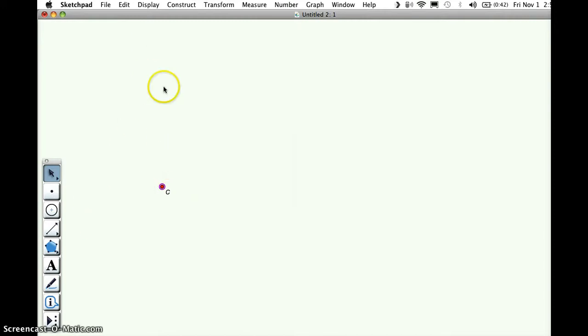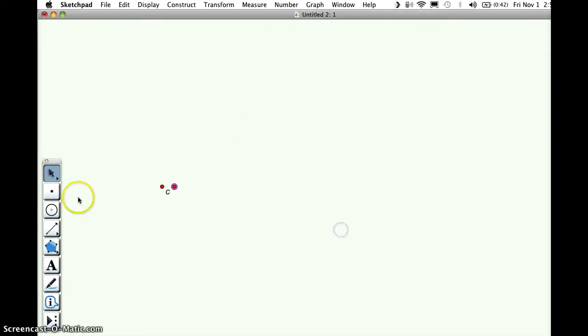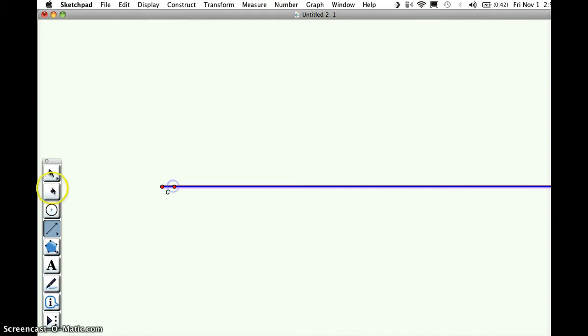Highlight point C, go to Transform, and click on Translate. We want this point translated 1 centimeter at an angle of 0 degrees. Construct a ray from point C to the translated point.